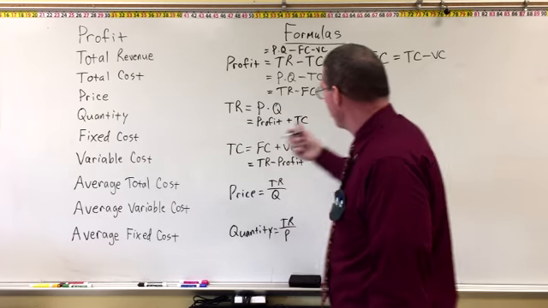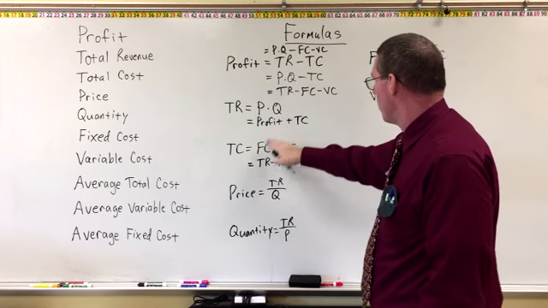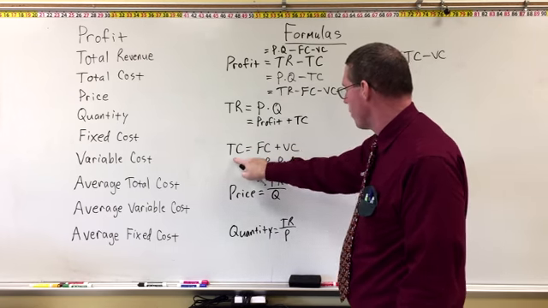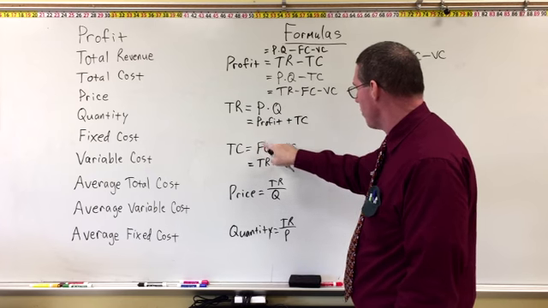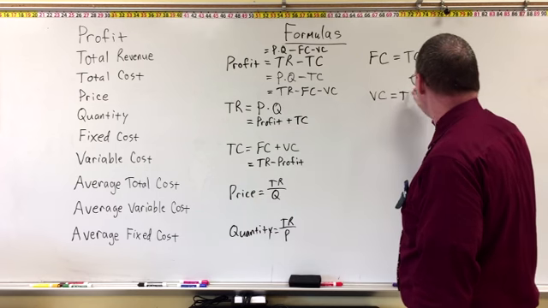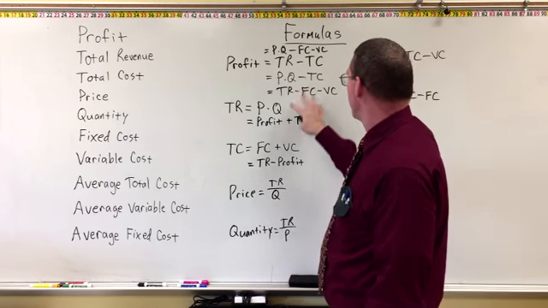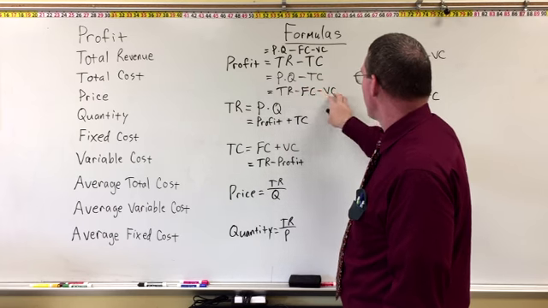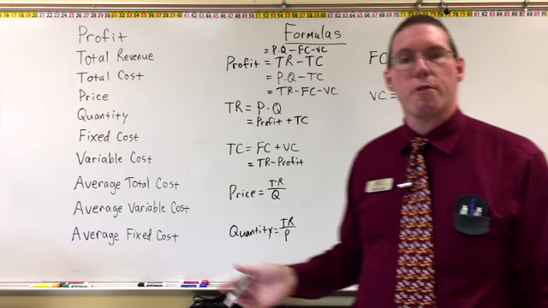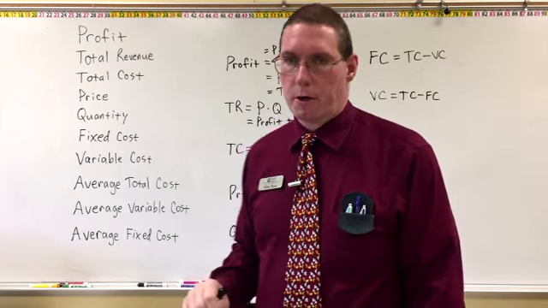Let's talk about the same thing with variable cost. So variable cost is also a part of the total cost formula here. So we could get variable cost by subtracting fixed cost from here and here. That'll cancel fixed cost, and we'd have total cost minus fixed cost. So variable cost is equal to total cost minus fixed cost. You can also see that variable cost is in these formulas up here, and so we could do the exact same thing to solve for variable cost. All you're doing is you're taking a formula that has variable cost in it, and you're solving for variable cost.